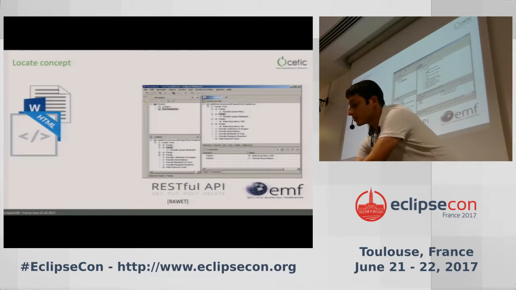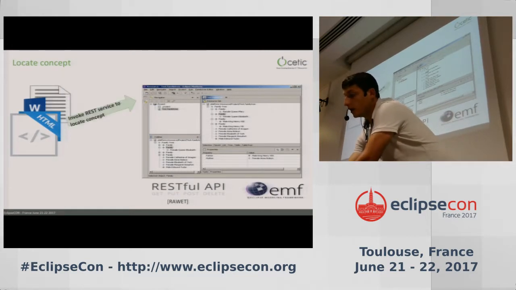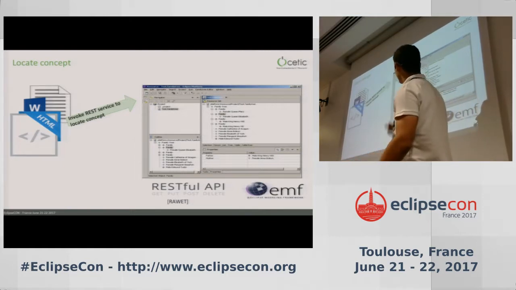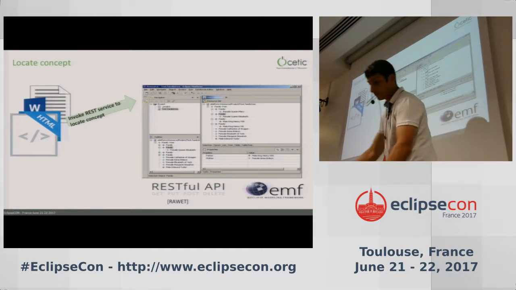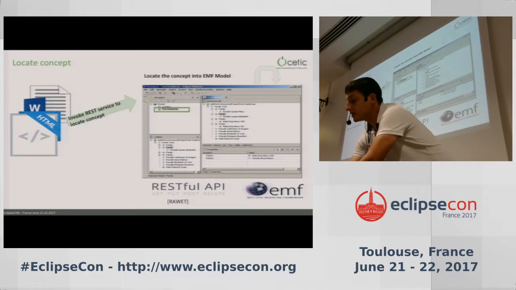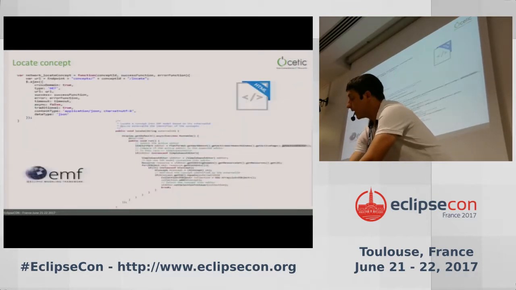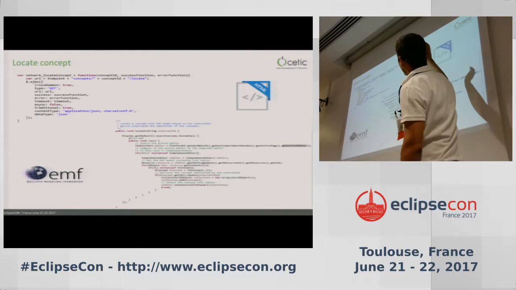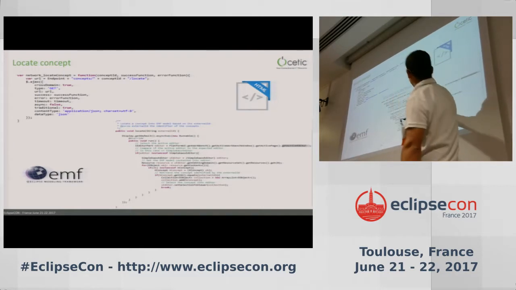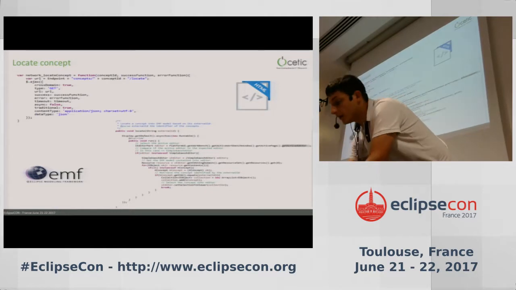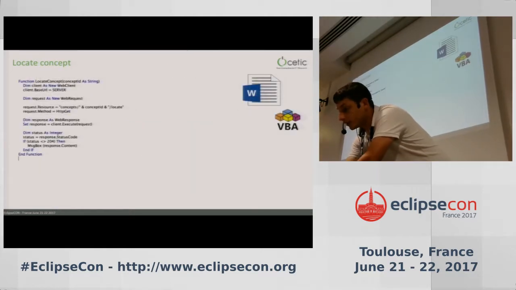We have the same functionality to locate the concept. When a reference is created in the document, you can locate the concept from the document to your model. It's the same behavior: you invoke the REST service, and you can locate the concept in the EMF model. It's really based on a REST service, you detect the current editor, and you locate the concept in your tree.